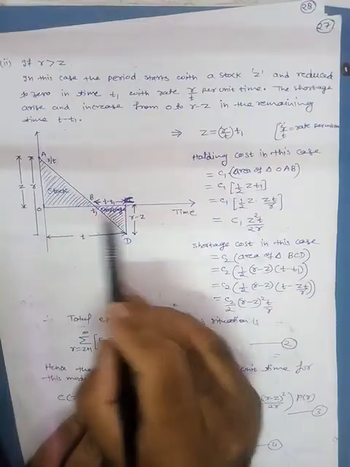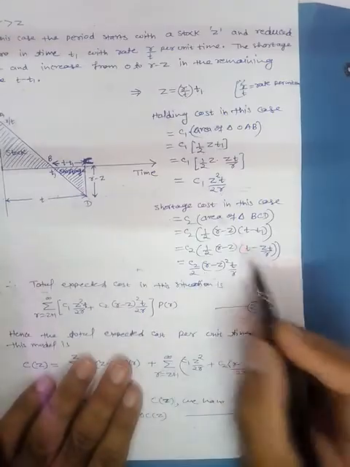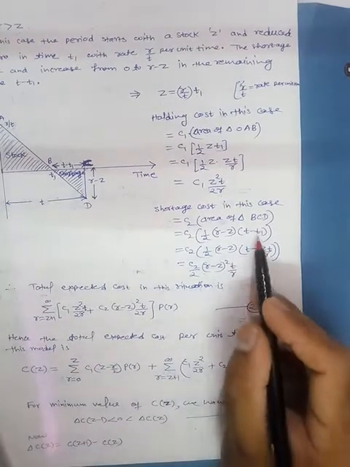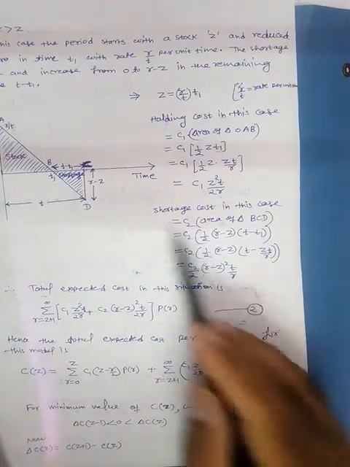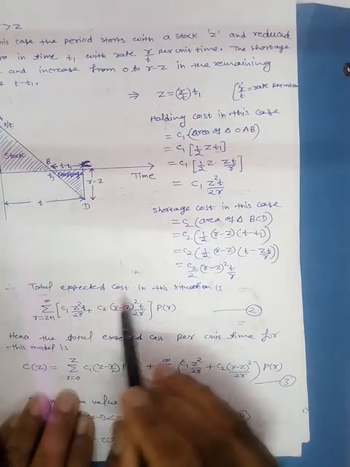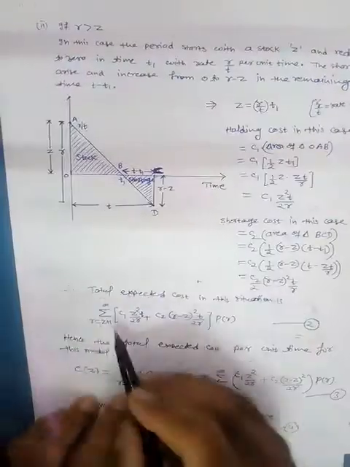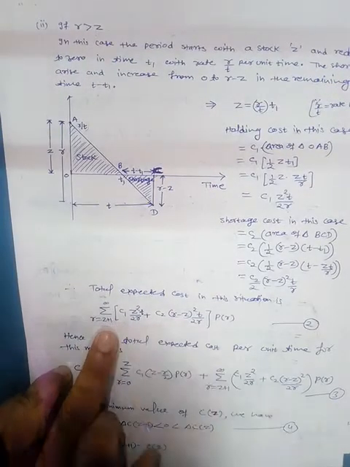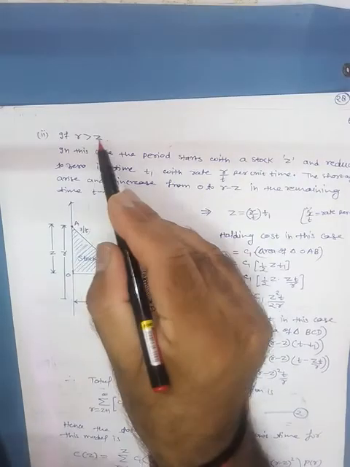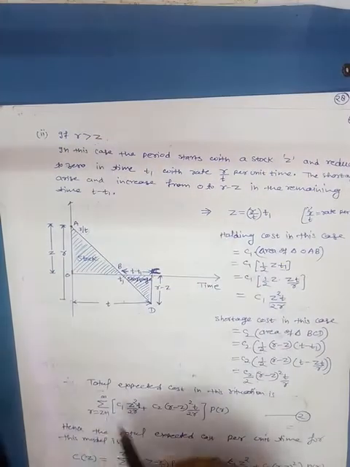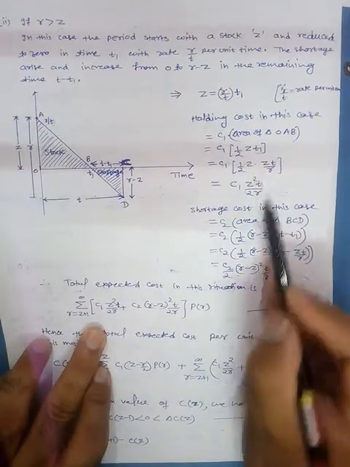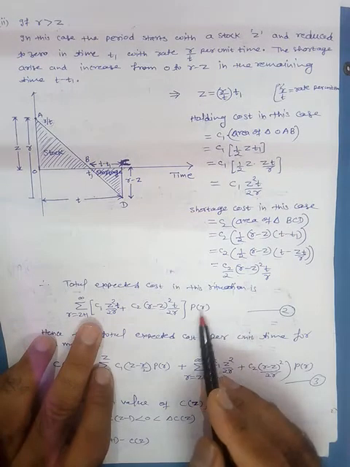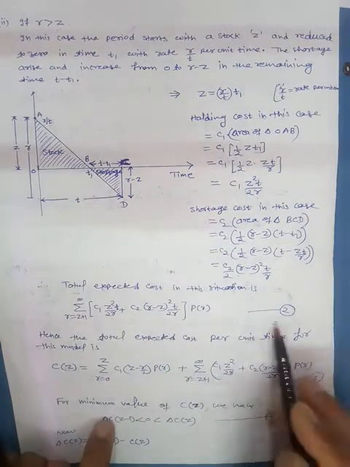So 1 by 2 Z R minus Z into this distance. This distance is T minus t1. Substitute the value of t1 from here, so we get this value. So this is the shortage cost. So the total expected cost in this situation is, r from z plus 1, because r is greater than z and discrete case है, तो obviously z plus 1 से start होगा, z plus 1 to infinite, the holding cost plus shortage cost multiplied by PR. Fine. So this is equation number 2.